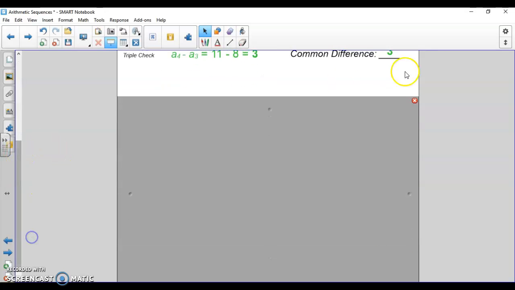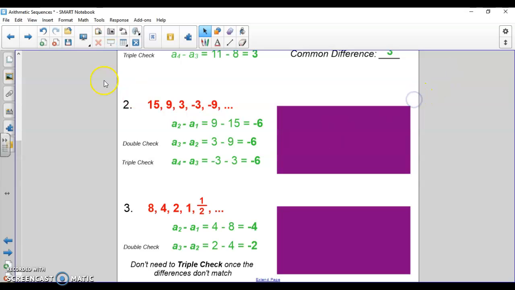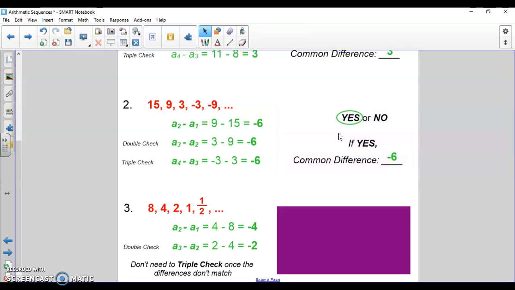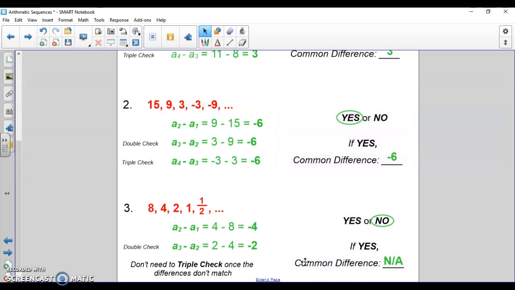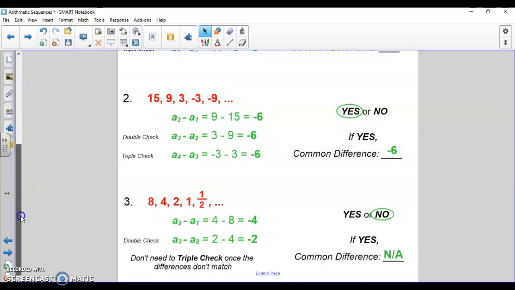All right. Got a second example there for you. You can do that if you want. It's pretty self-explanatory there. Now, this one, number 3.